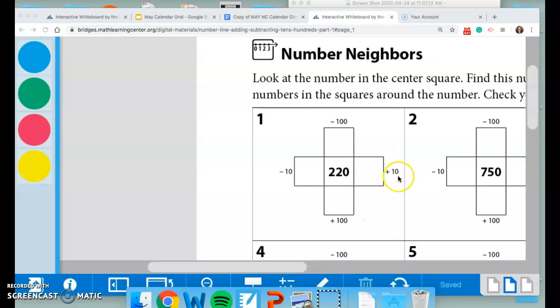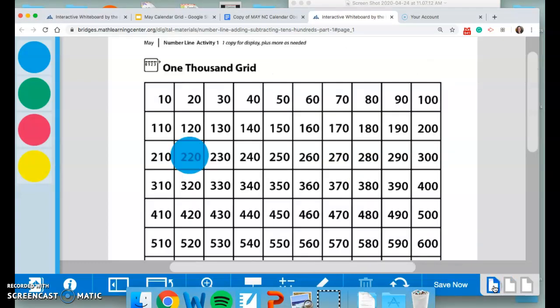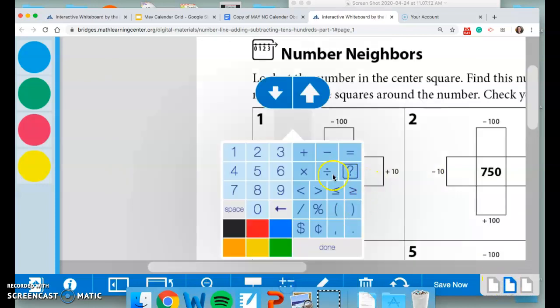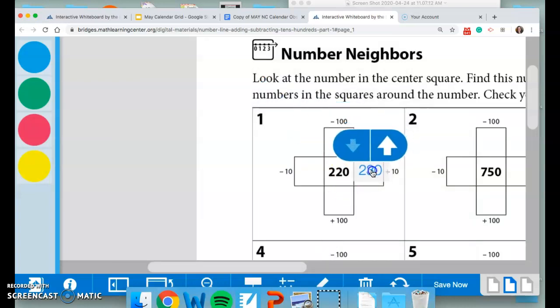I see a plus 10. What number is 10 more than 220? 10 more. If we go back to our hundreds grid, we can see that the square next to 10 more is 230. So we're going to go ahead and fill that in. 230. 230 is 10 more than 220.